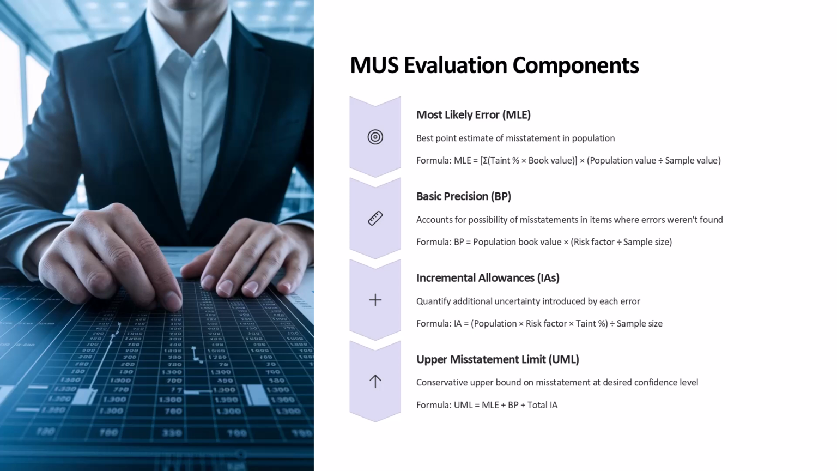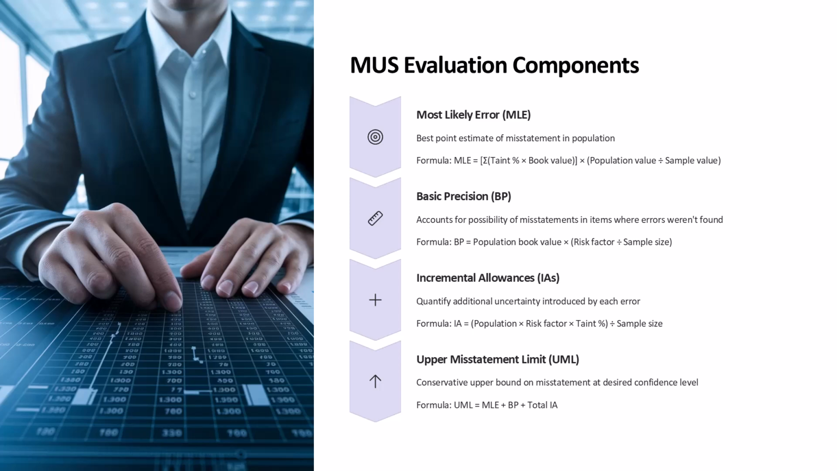Third, the incremental allowances, IAs, for each error found, which quantify the additional uncertainty introduced by each error. The formula for each IA is IA equals population times risk factor times taint percent divided by sample size. These three components are combined to calculate the upper misstatement limit, UML. UML equals MLE plus BP plus total IA. This UML represents our conservative upper bound on the misstatement at our desired confidence level.